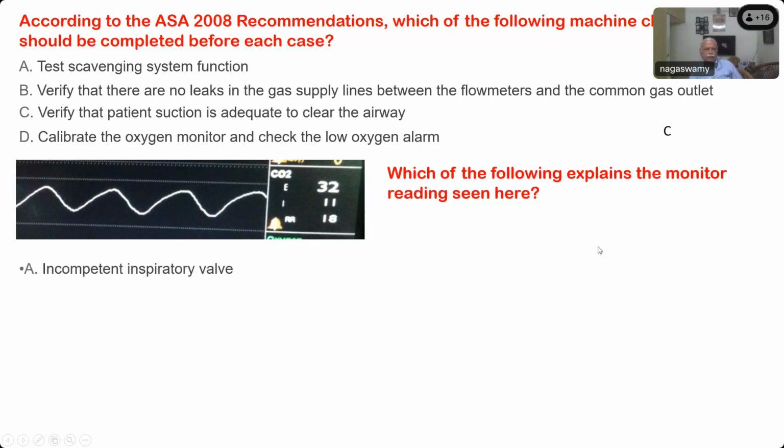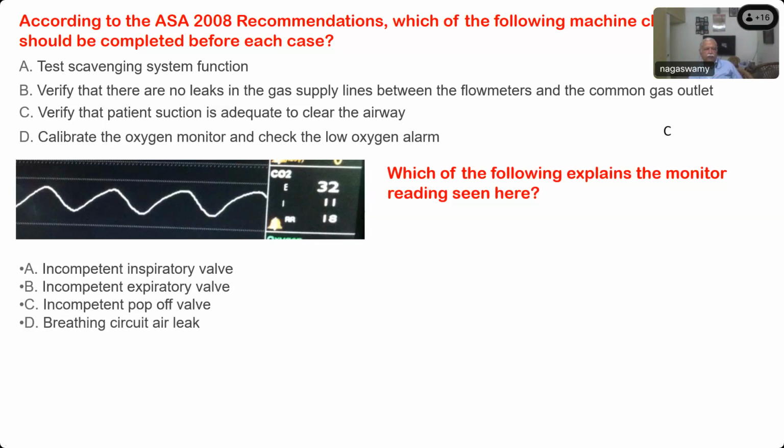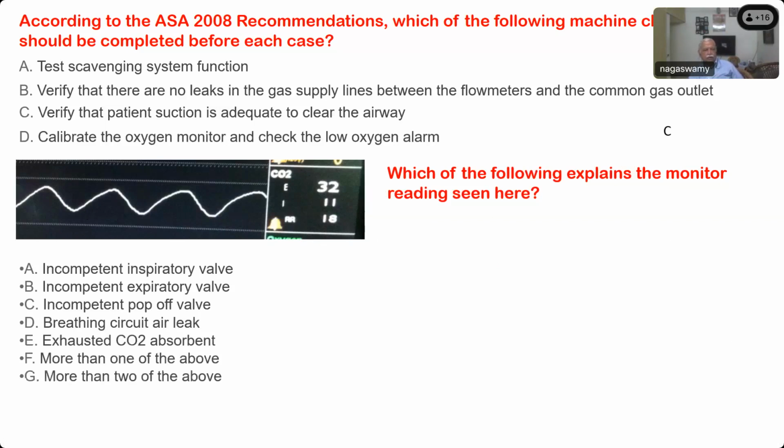I am giving you the options: incompetent inspiratory valve, incompetent expiratory valve, incompetent pop-off valve, leaking circuit air leak, exhausted CO2 absorbent, more than one of the above causes, more than two of the above causes, none of the above. Which one do you have to choose? C, more than one of the above. And D, sir. Very good.